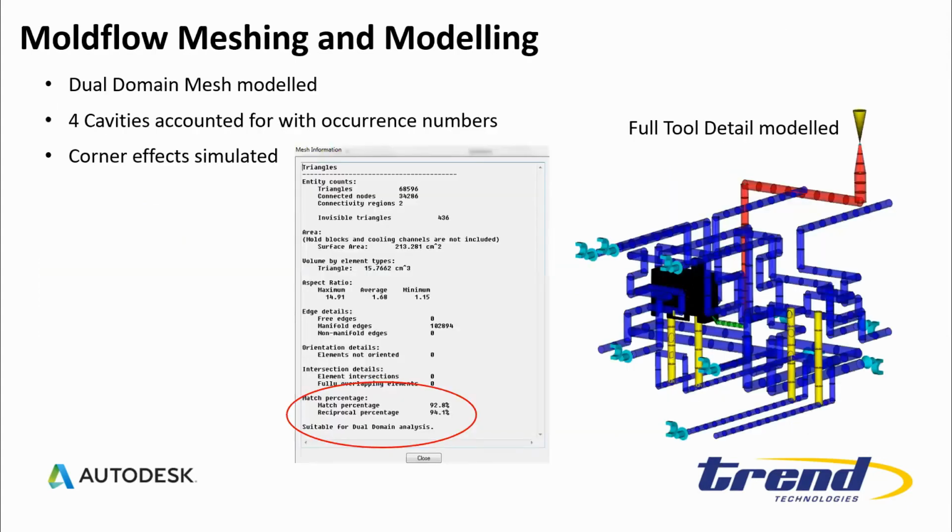So the meshing and modeling for this component, a dual domain mesh was modeled. This was based on, I think, what was recommended by Moldflow, but also that the match percentage was above 90%. So it was going to be good at a high enough standard to give us really accurate warpage prediction. It's a 4-cavity tool in reality. I modeled 1 cavity and accounted for the other 3 with occurrence numbers. And due to the box shaped nature of the component, I simulated the corner effects as well. And just to show that the full tool detail from the nozzle down was modeled into the simulation as well.